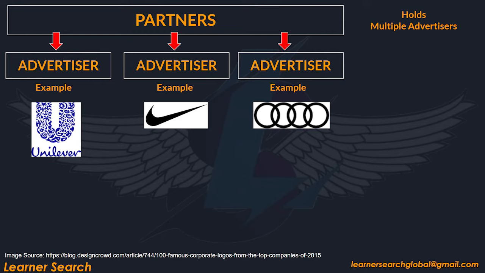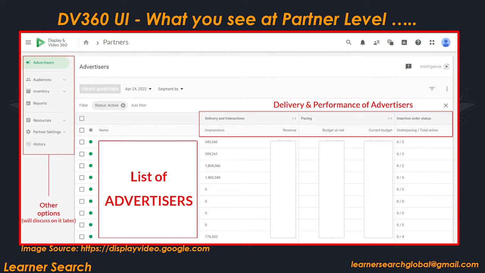Once you create advertisers under partners, you can see the list of advertisers created. At the partner level, you can also see delivery and performance of each advertiser. At the left side, there are other options like audience, inventory, reports, resources, partner settings. I will explain all these options in future videos.